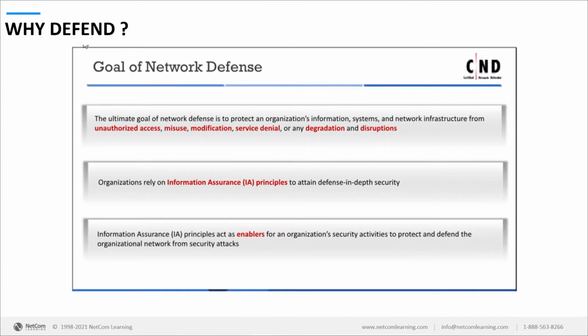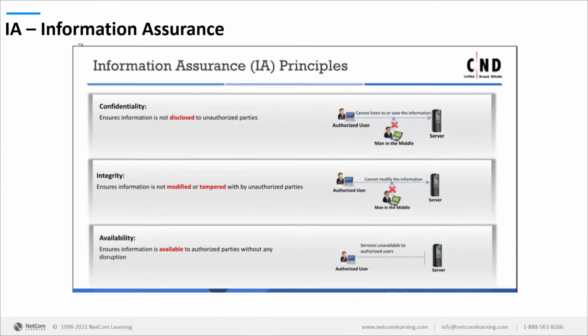And we use information assurance principles to attain defense in depth. And so IA acts as an enabler for an organization's security activities to protect and defend. And this is what Certified Network Defender is preparing you to do. Again, the CIA triad, very, very important.